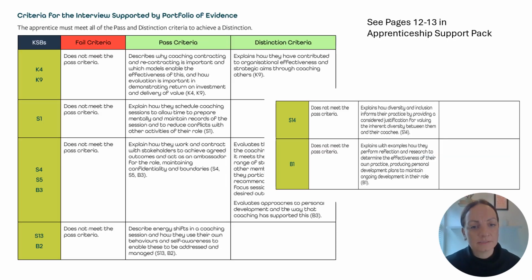the portfolio evidence. So in your apprenticeship support pack on pages 12 to 13, you should have the criteria for this part of the EPA, and what you'll see is which different knowledge, skills and behaviours are assessed for this component. So you can see in this column that tells you what KSBs will be assessed in this component. This tells you what you need to do to meet the pass criteria. And for some of the KSBs, but not all, there is distinction criteria. I'm not going to go into the distinction criteria in this session. There'll be a separate session for that.